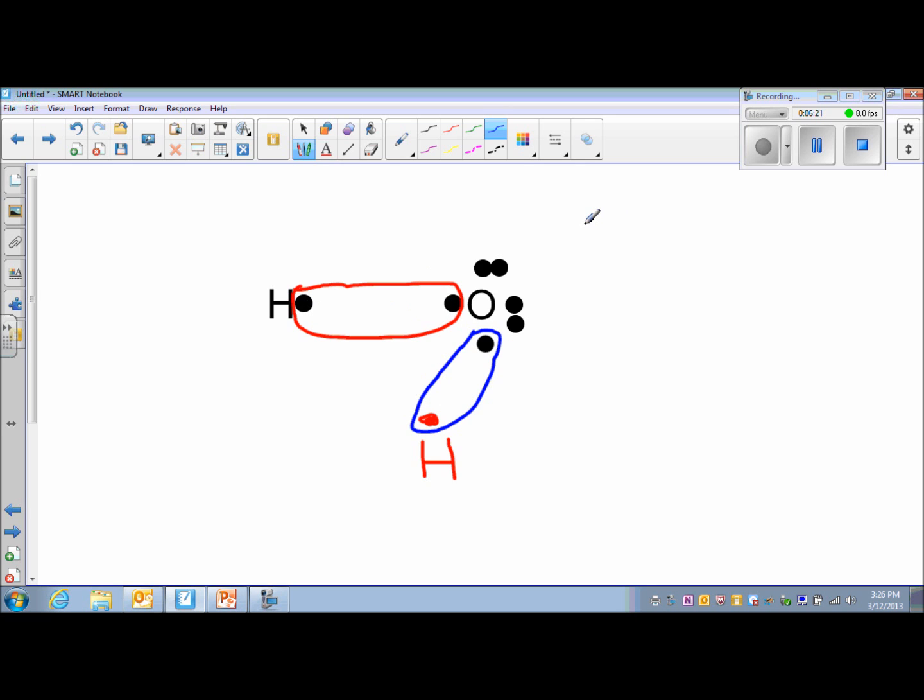So if I rewrite it as a stick structure, I have H with a bond to oxygen, which on the other side has another hydrogen. So if I rewrite the formula, I have H, there's 2 of them, so it's a subscript of 2, and O. And as hopefully you all know, this is water. And that's how we do covalent bonding.